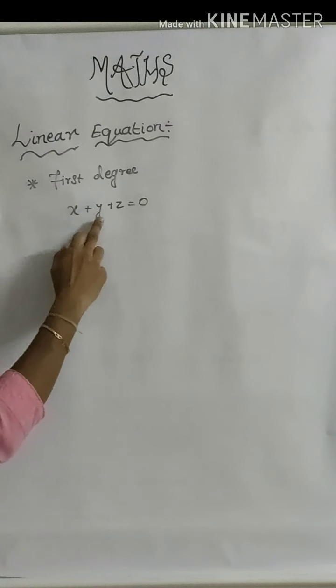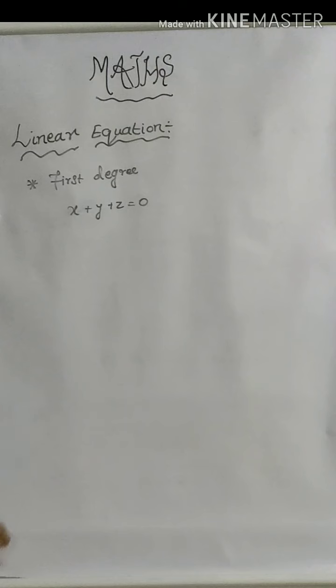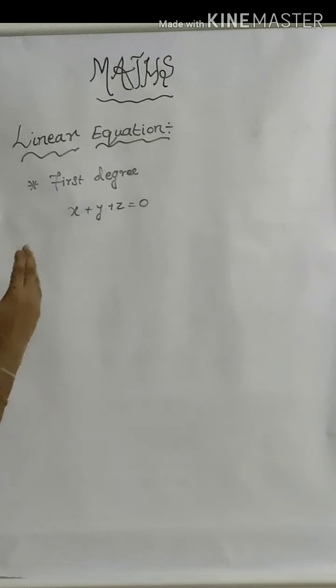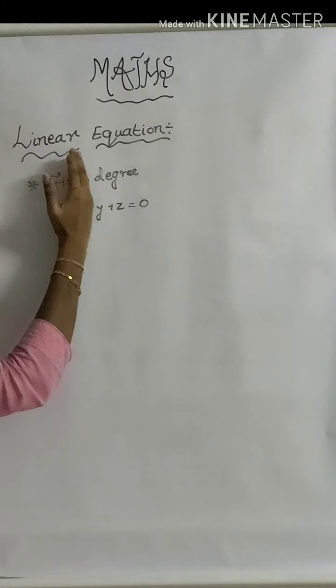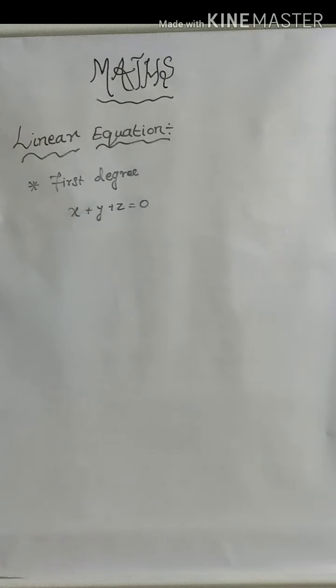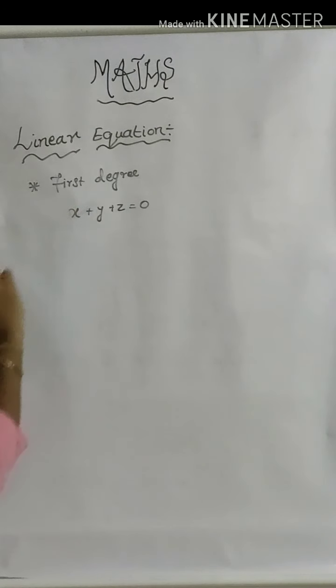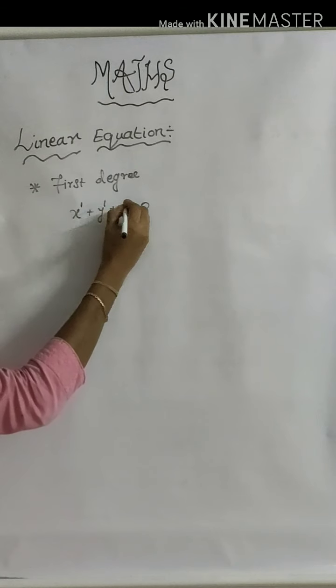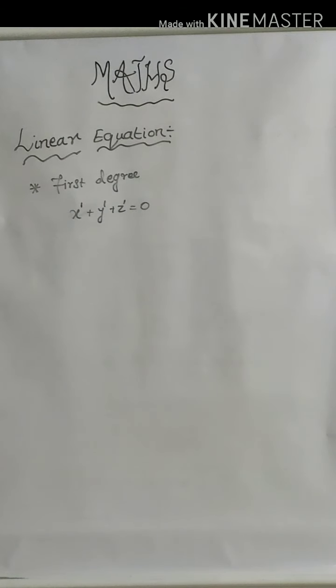How many terms do we have in this equation? 1, 2, 3. Totally 3 terms. How do we find these terms? Wherever plus and minus occur in this equation, we split it as a term. So x is the first term, y the second term and z the third term. Here they didn't mention the power of the given terms. If they didn't give anything, we have to consider the power as 1. So x to the power 1, y to the power 1 and z to the power 1. All these 3 terms have the power 1.